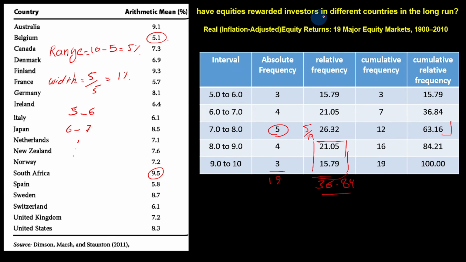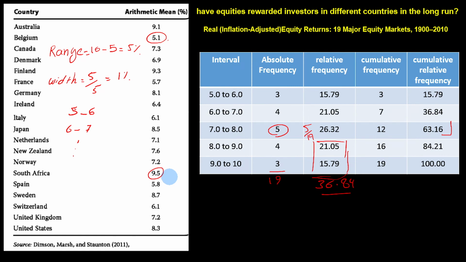So, have equities rewarded investors in different countries in the long run? Well, yeah, because the worst return that they could get was 5.1, and the best 9.5. And keep in mind, these are inflation adjusted, so the actual returns could be a bit higher, because we are deducting that inflation from it. So let's say on average, because these are developed countries, if they had an inflation between 2 to 5%, we are deducting that from the actual return. So overall, well, not too bad.